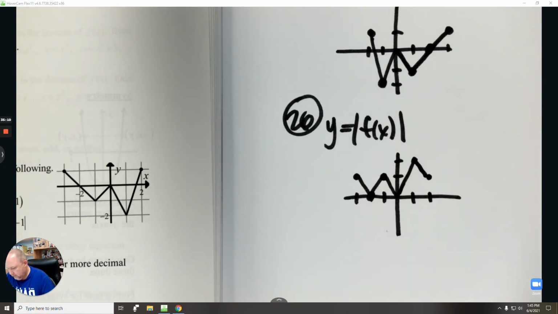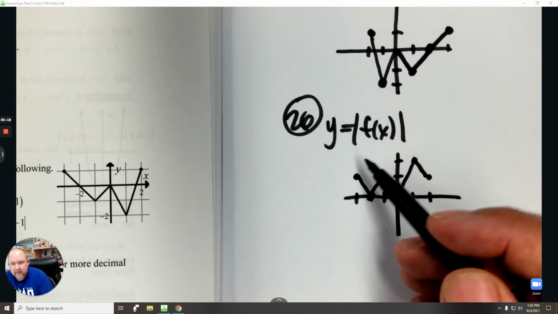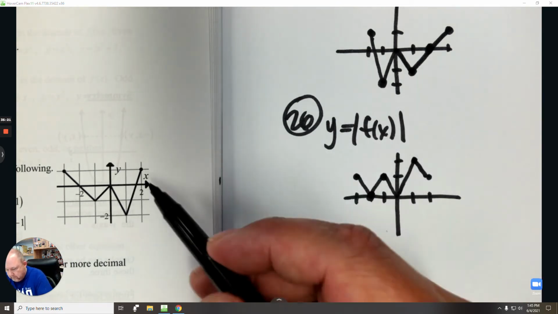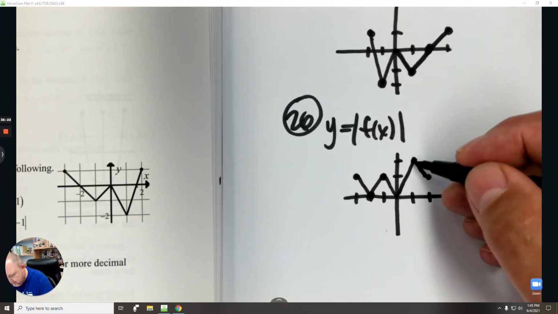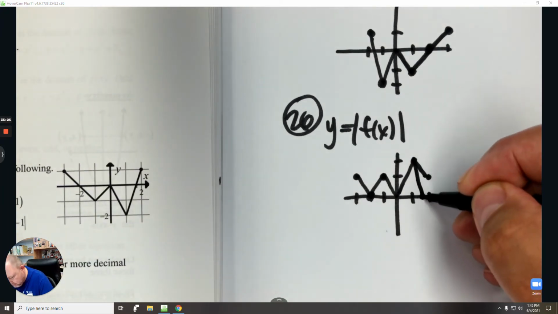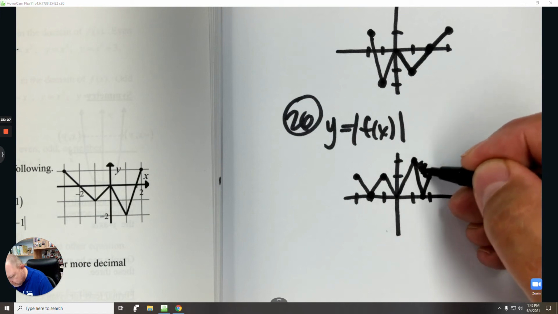Did I forget something? No. Oh, I know what I did. Do you see this x-intercept? I didn't do that one. So that was right there. So it goes like this and like this. So ignore this little part.